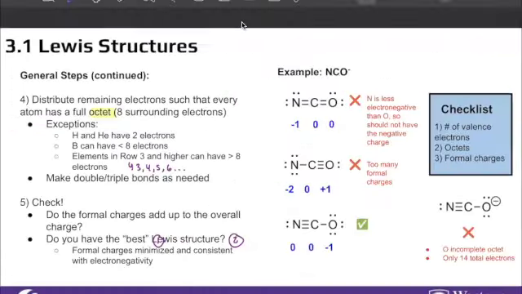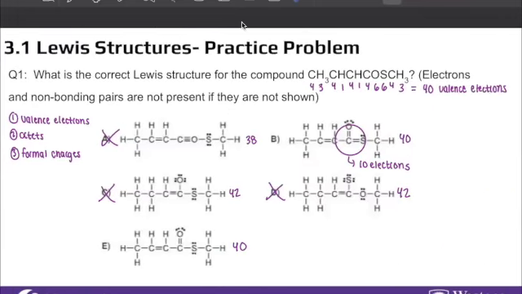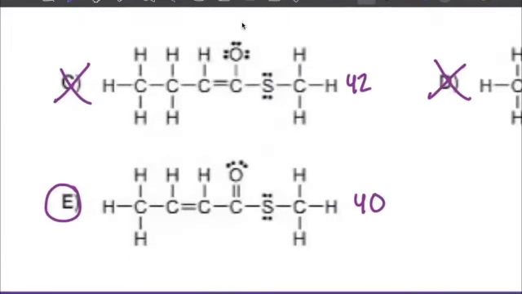Remember, carbon is not one of these exceptions because it's not hydrogen, helium, or boron, and it's only in row 2. So it should always have 8 and no more. That violates that rule, and so that means that E is our correct answer. Looking at it, we have 40 electrons. That was right.